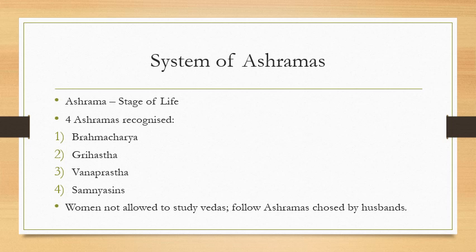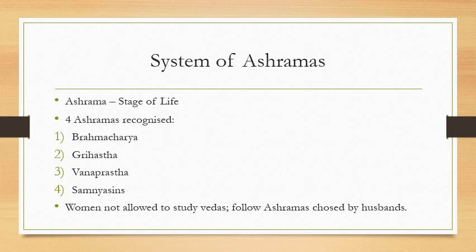Next we have the system of ashramas. Around the same time when Jainism and Buddhism were becoming popular, the Brahmins developed the system of ashramas. It is a term used for a stage of life. There were four ashramas that were recognized. First one being Brahmacharya, in which the Brahmin, Kshatriya and Vaishya men were expected to lead simple lives and study the Vedas during the early years of their lives.